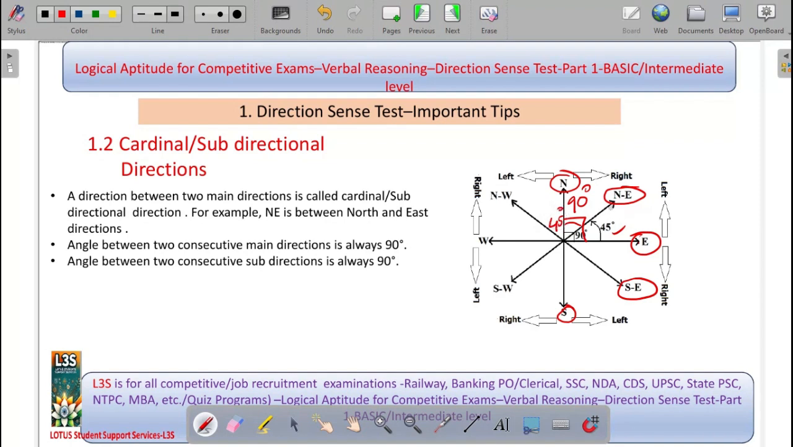Now northeast and southeast are two consecutive subdirections, and the angle between northeast and southeast will always be 90 degrees. Similarly, southeast and southwest will also be 90 degrees, and southeast and south will always be 45 degrees. And what is the angle between east and south? It will again be 90 degrees. South and west 90 degrees, southwest and south 45 degrees, southwest and west 45 degrees, and so on.